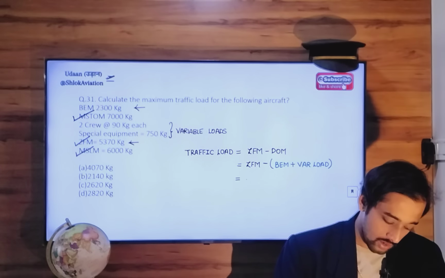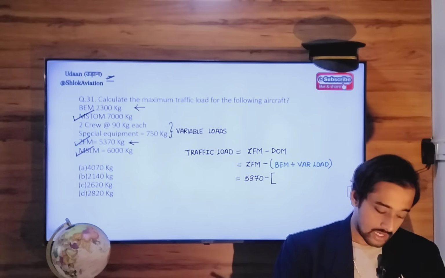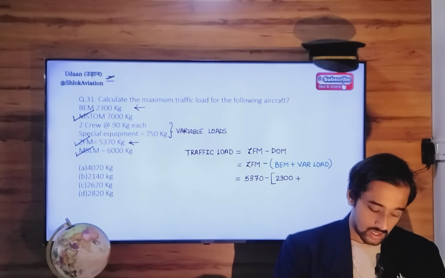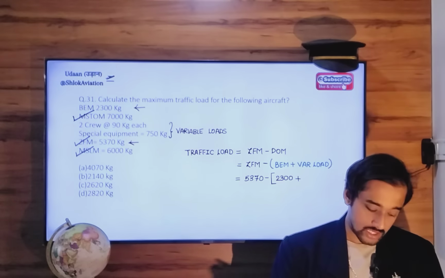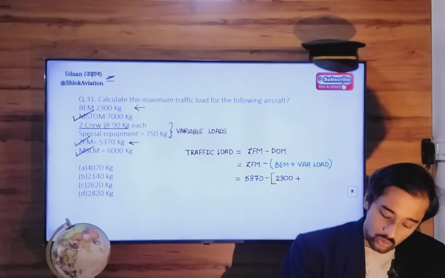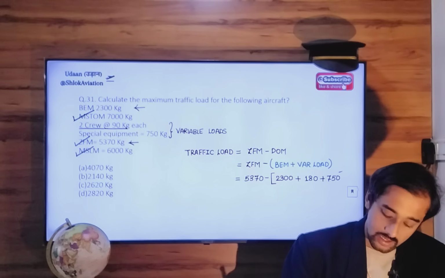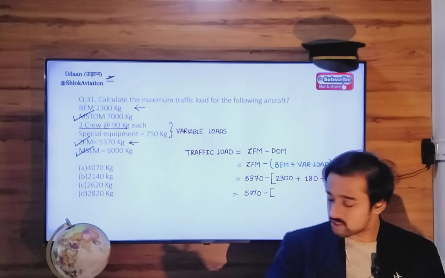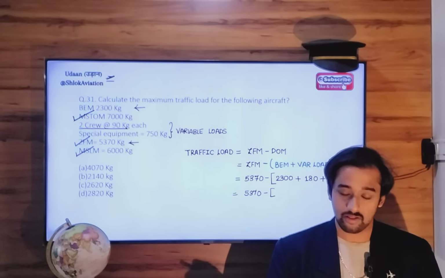Substitute the values: zero fuel mass is 5370, subtract basic empty mass 2300, and variable load is the weights of two pilots and special equipment. Now one pilot weighs 90 kg, so both of them will weigh 180 kg, plus special equipment 750 kg. So 5370 minus 2300 plus 180 plus 750.